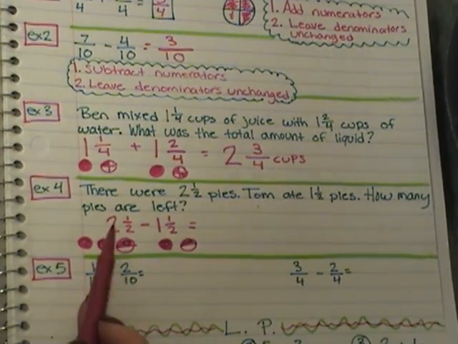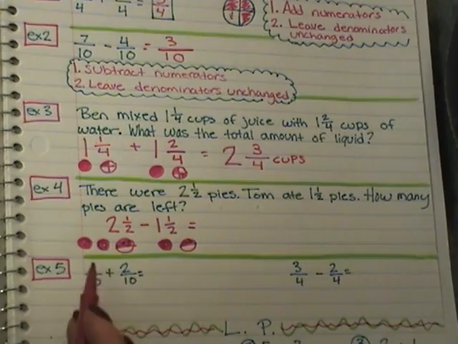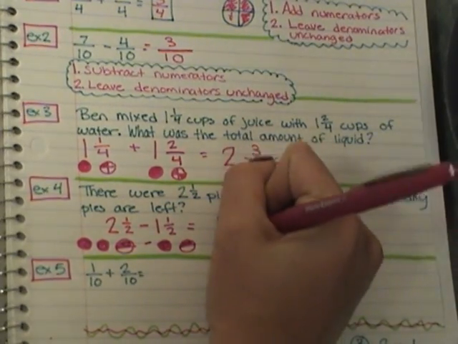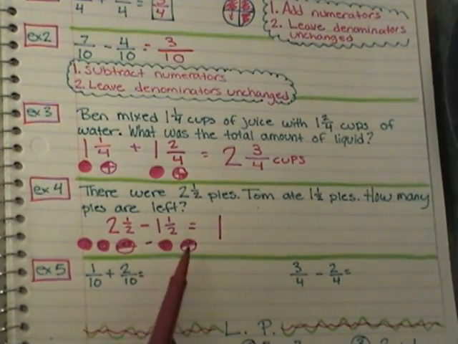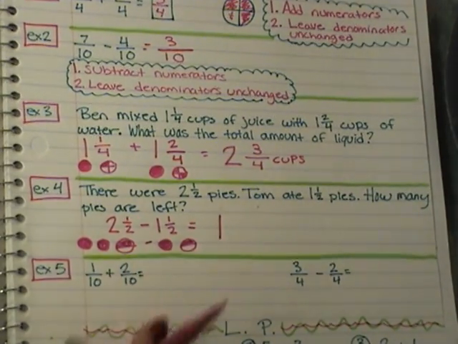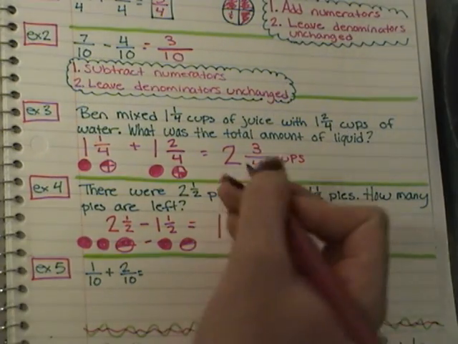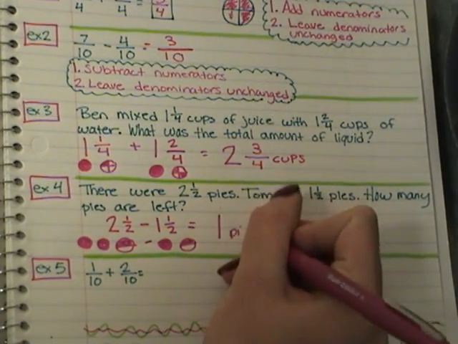So I like to take my whole numbers first. So 2 minus 1, I have 1 whole. If I take a half minus a half, well, that equals 0, right? Yes, and that's okay. So I'm not going to put a fraction next to it, because if I have a half of something and I take away a half of something, I have nothing left. So my answer here, how many pies are left? Just 1 whole pie. 1 pie.